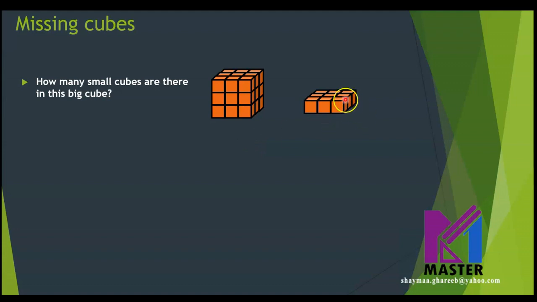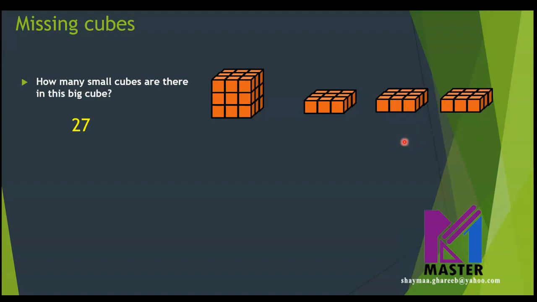So the first layer looks like this. How many small cubes are in the first layer? 3 and 3 and 3, 9. And another layer in the middle has the same number of cubes, 9 cubes. And the layer on top is exactly the same, another 9 small cubes. So when I place these 3 layers on each other, it will form this big cube. So how many small cubes in total? 9 and 9 and 9, which is 27.